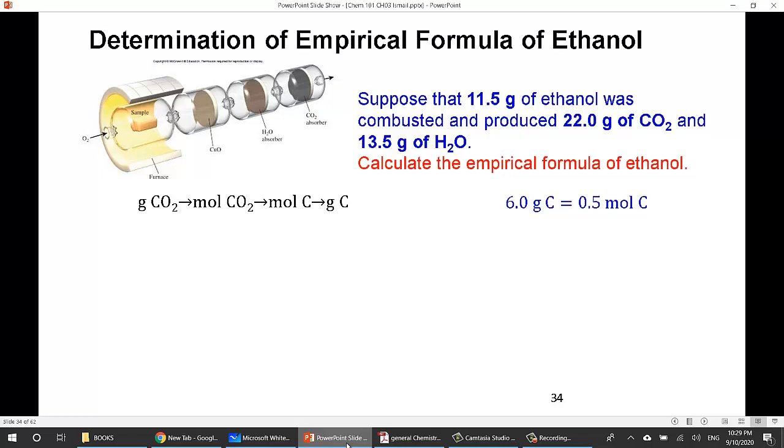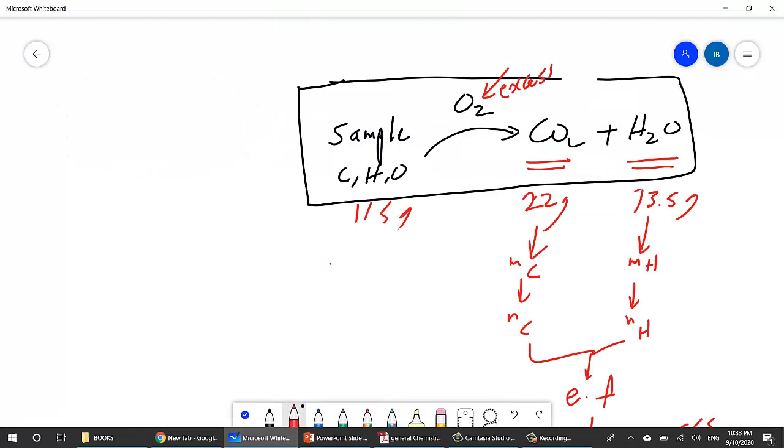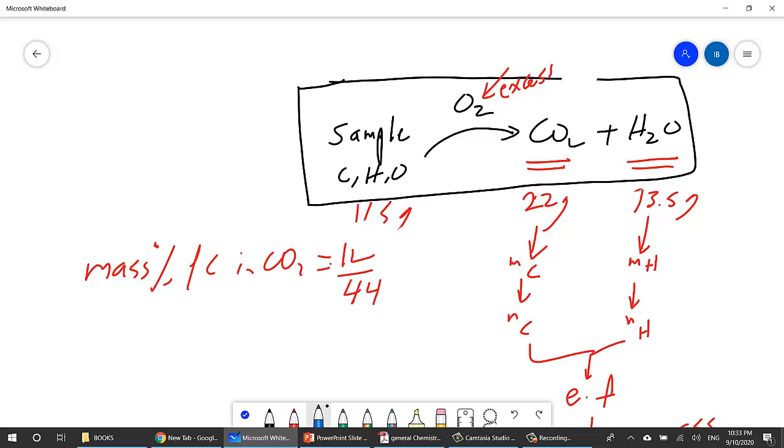So now I'm going to use the idea of mass percent to figure out the mass of carbon in the sample. Now remember that the mass percent of carbon in CO2 is equal to 12 divided by 44, because the molar mass of CO2 is 44 and the atomic mass of carbon is 12. The nice thing about mass percent is you can multiply it by any mass, and that will give you the mass of that element.